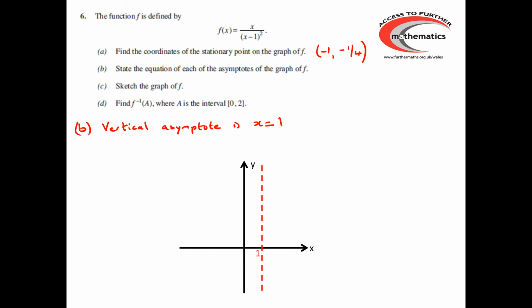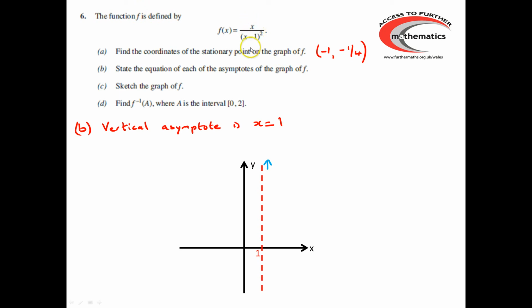If x is a little bit bigger than 1, then f of x is 1 divided by a very small positive number squared. So if x is a little bit bigger than 1, f of x is going to be a large positive number. So as x gets closer and closer to 1 from above, the value of y is going to get larger and larger.